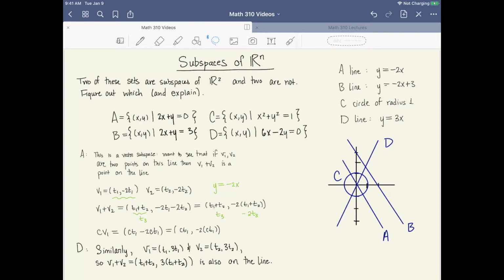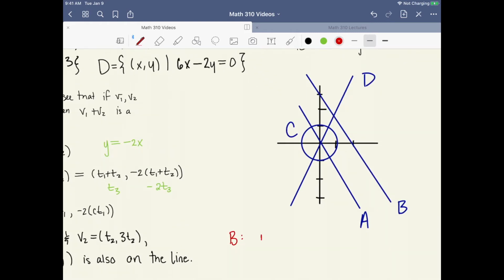But this is starkly different than what we see for the line B, and certainly for the circle of radius 1. This does not work for B. For B, we need only find one counterexample. So let's just jot down a couple of points on the line. So B is y equals minus 2x plus 3. All right, let's copy that down here. y is equal to minus 2x plus 3.